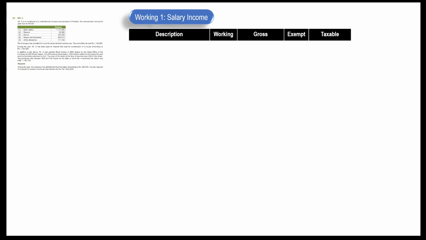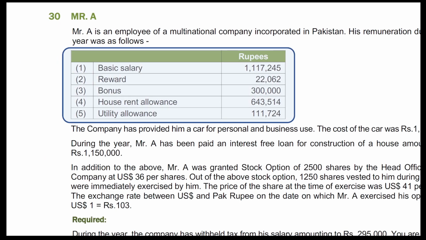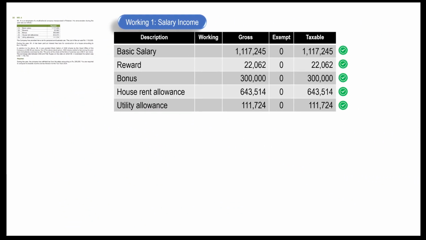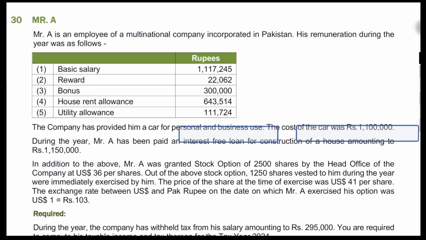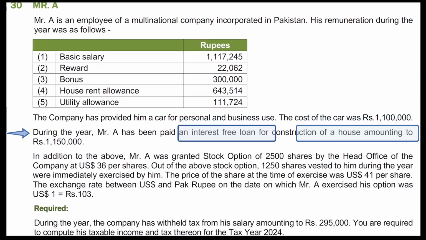Let's read the table which contain information about some of the salary components. Nothing listed here is exempt from tax, therefore all these items will be taxable. Mention this information in your working. The question tells us more about perquisites. Company maintained car has been provided for personal and business use. And cost of car is rupees 1.1 million.